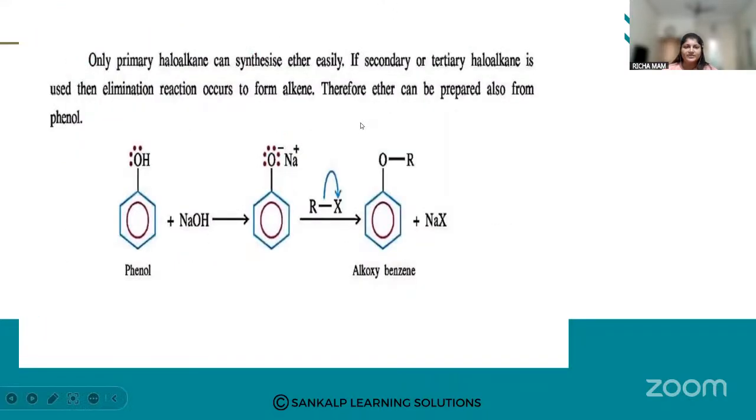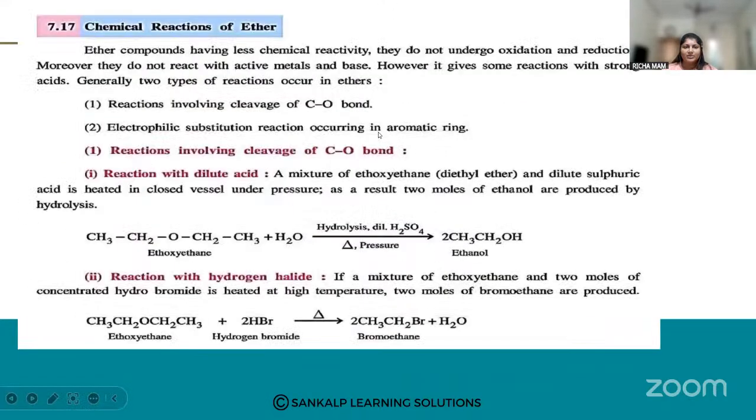So preparations we have seen. Let us go for the chemical properties of ethers. The properties of ether involve the cleavage of the C-O bond. So when you see the structure of ether, how is the structure of ether?